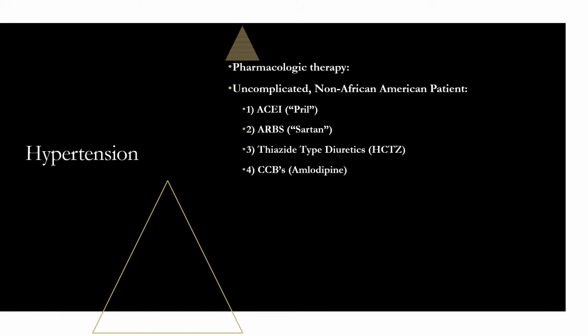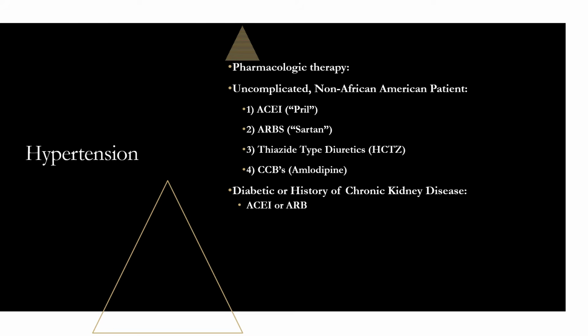Now let's go over the complicated patients, the African American patients, so we can understand the medications you'll use with those patients. Now, if a patient has a history of diabetes or chronic kidney disease, 100% you are going to use an ACE or an ARB. That's really important in these patients. You need to know that if they're diabetic, especially if they're diabetic, or they have a history of chronic kidney disease, you're going to use an ACE or an ARB.